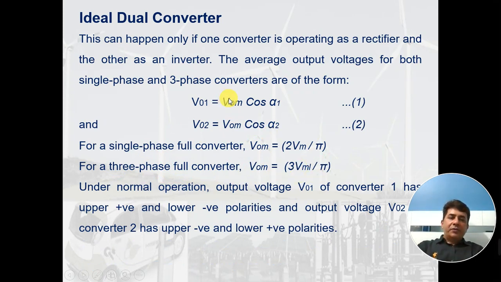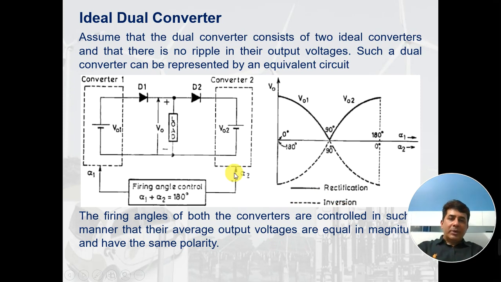So 2VML by pi cos alpha 1 will be the output of converter 1. Similarly, for converter 2, the output will be 2VML by pi cos alpha 2. Now, under normal operation, the output voltage of converter 1 has upper positive and lower negative polarity, and the output voltage V02 has upper negative and lower positive. Why? Because in normal condition, this converter is going to give you a positive here, and this converter is going to give you a positive here. This is under the normal condition on which this is based.